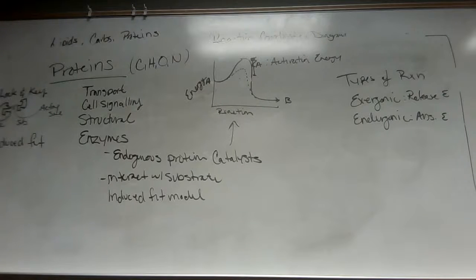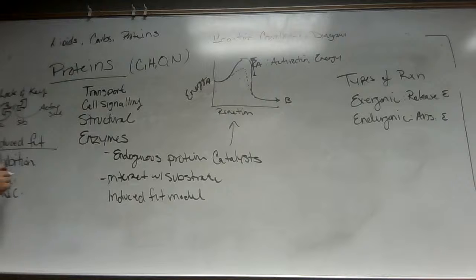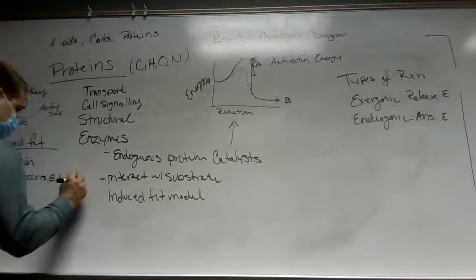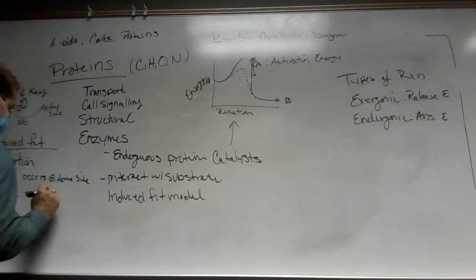While we're talking about this, I'll talk a little bit about inhibition. So we can have competitive and non-competitive inhibition. So competitive inhibition occurs at the active site, whereas non-competitive occurs elsewhere.